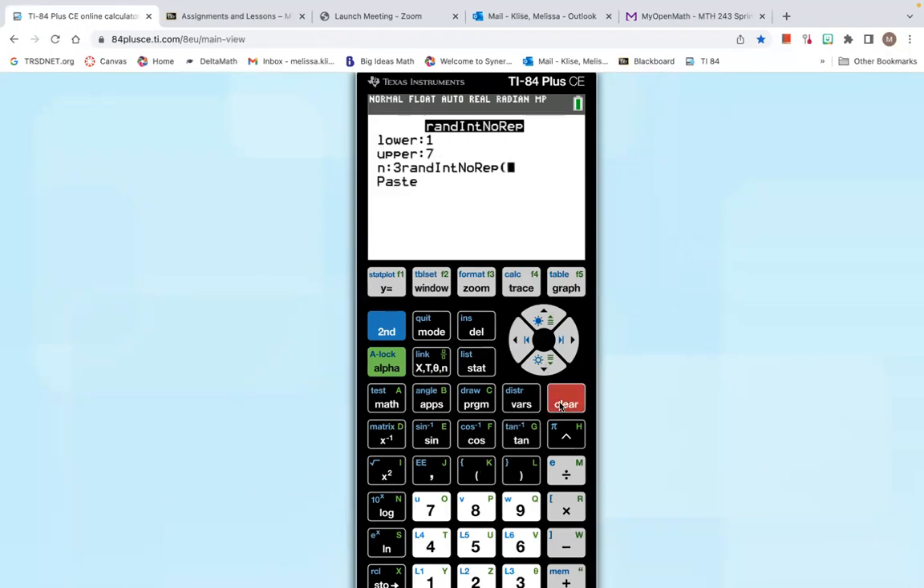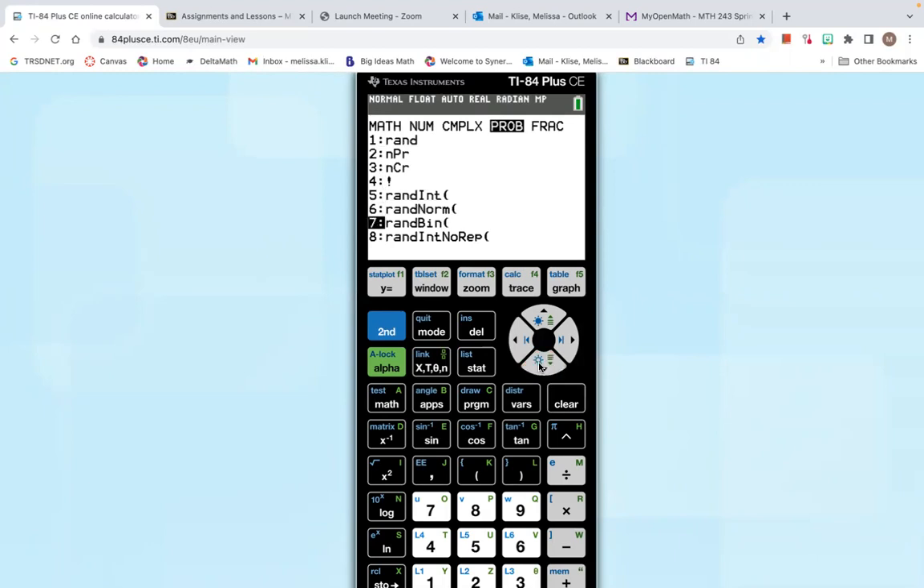Okay, clear. Let me clear this out. Let me get out of here. Okay, so starting from this screen, are you on this screen right here? Mm-hmm. Okay, and then you hit math. Yes. Okay, arrow over to prob.